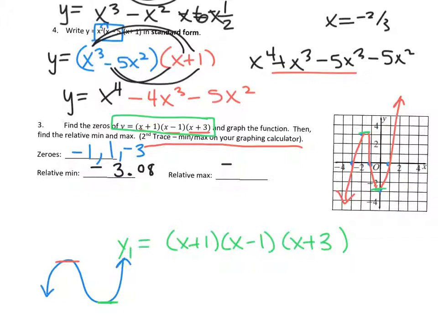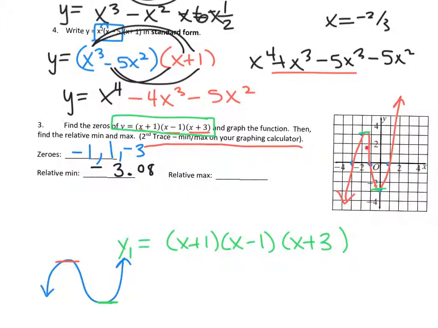For the relative maximum, I'm going to do second trace again, maximum. And my relative max is up here. I want to get my cursor on the left-hand side of this. So I'm going to press enter first over here, just on the left-hand side. And then it asks me for the right-hand side, which would be just over here. To make it less complicated, just get close to this.